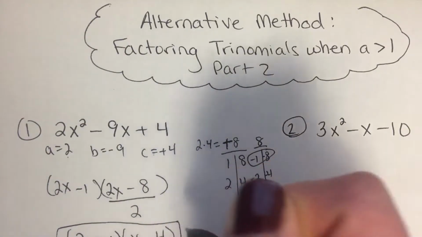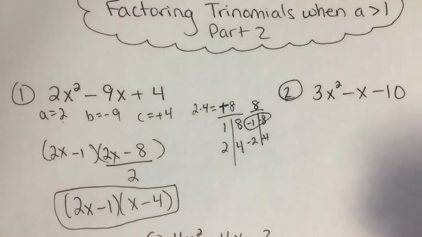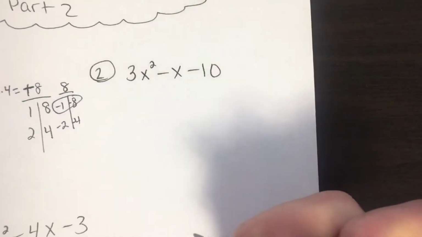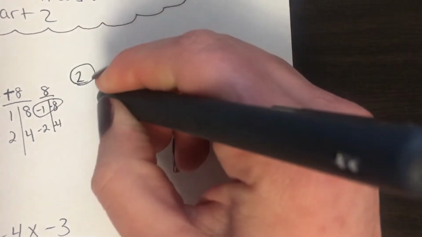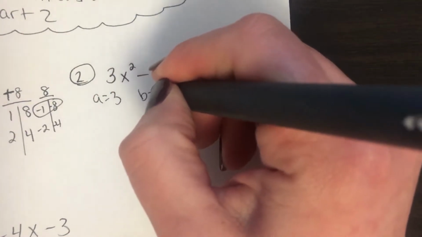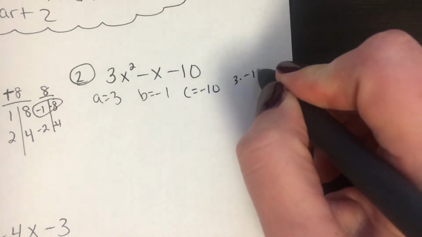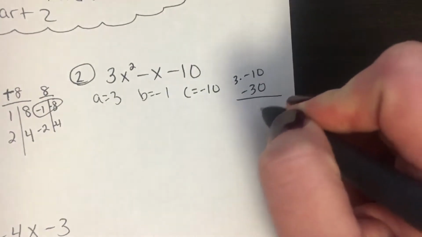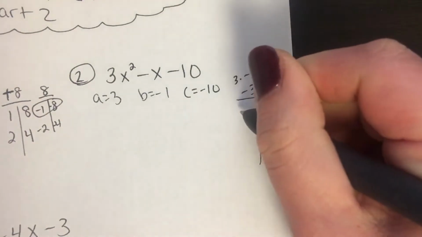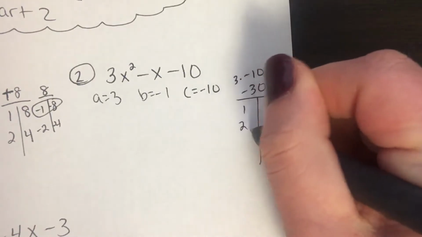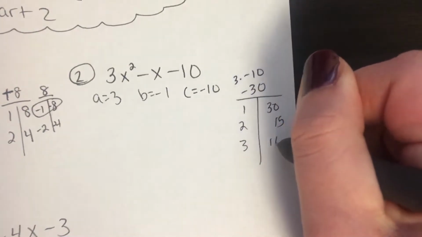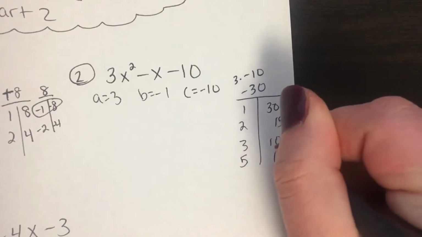We are factored. All right, so for the second example, we will have 3 times negative 10 because our a is 3, b is negative 1, c is negative 10. So 3 times negative 10 is negative 30. And we'll list our factors: 1 and 30, 2 and 15, 3 and 10, 4 doesn't work, 5 and 6.